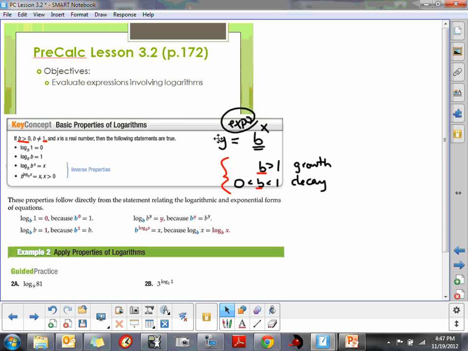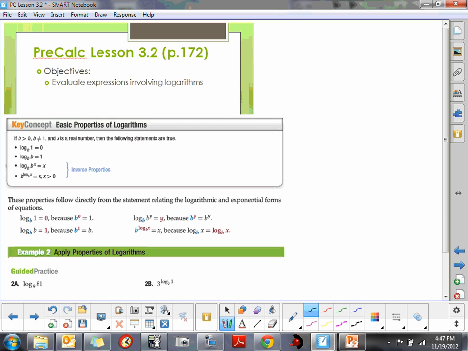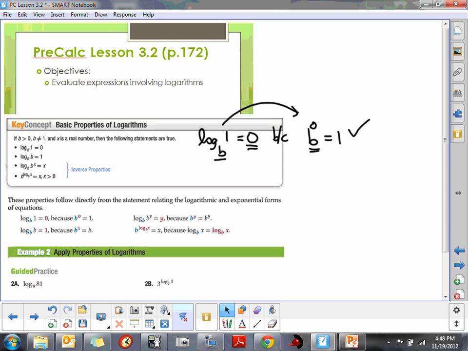They're saying no matter what your base is, the log base b of 1 is equal to 0. Why is that a true statement? If we change this to the exponential format, we know that this is the exponent and this is our base. b to the 0 equals 1. And we know that anything, no matter what the eligible base is, raised to the 0 power is equal to 1. So this statement has to be true. The log base b of 1 is always 0. That's a blanket statement we can make for any of those.